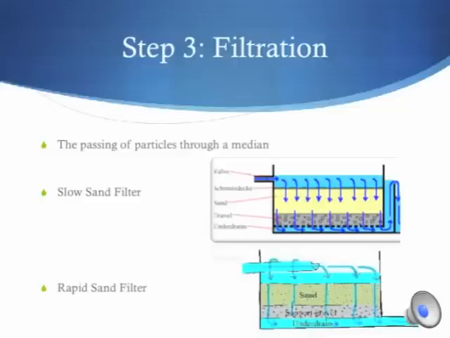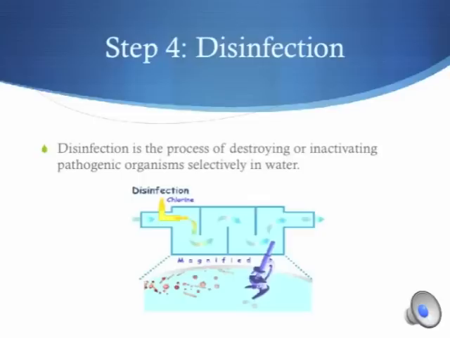Disinfection is used mostly by chemical means. The most frequently used type of disinfection is chlorination, which is adding chlorine to water in order to kill or inactivate pathogenic organisms and stop the spread of waterborne diseases.